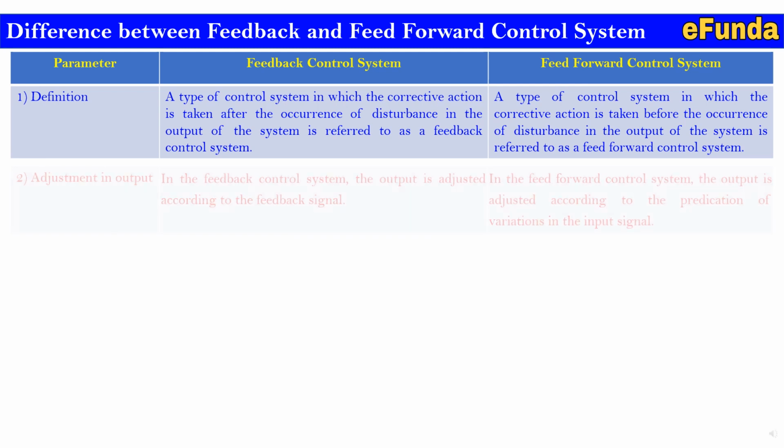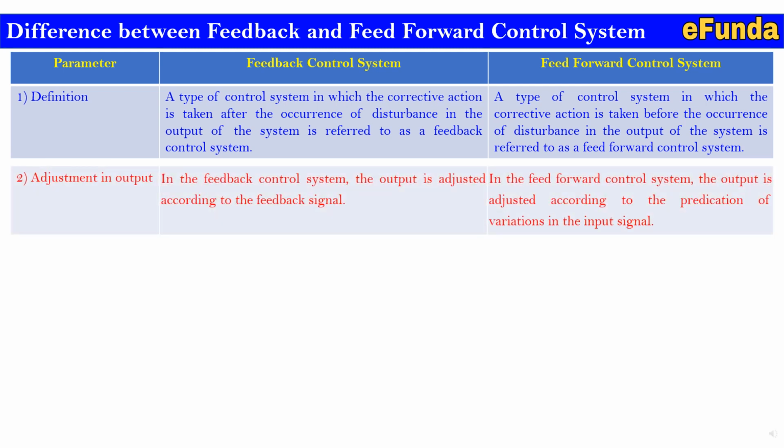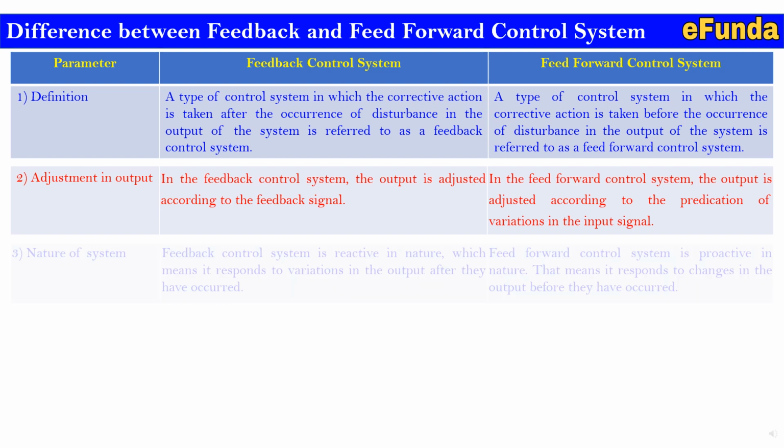Second, adjustment in the output. Under feedback control system, the output is adjusted according to the feedback signal. In the feed forward control system, the output is adjusted according to the prediction of the variation in the input signal. Third is the nature of the system.